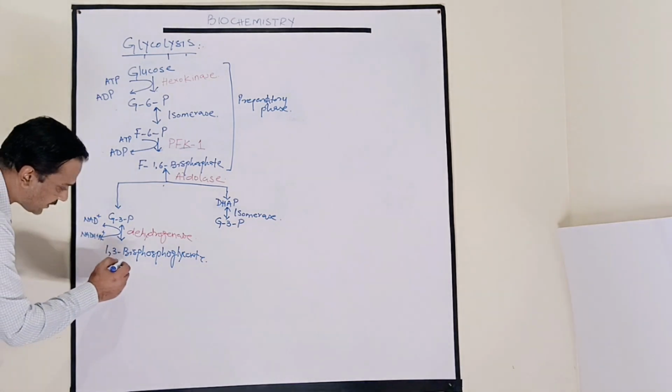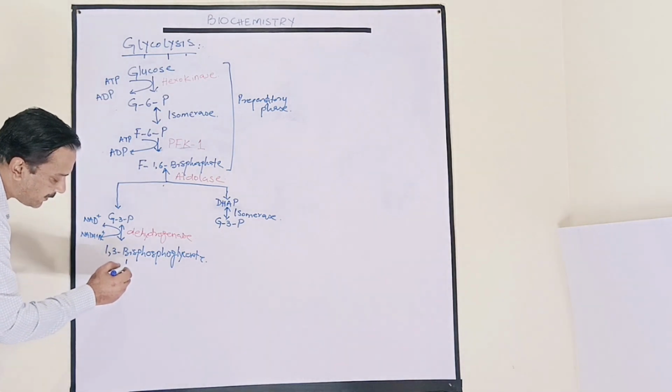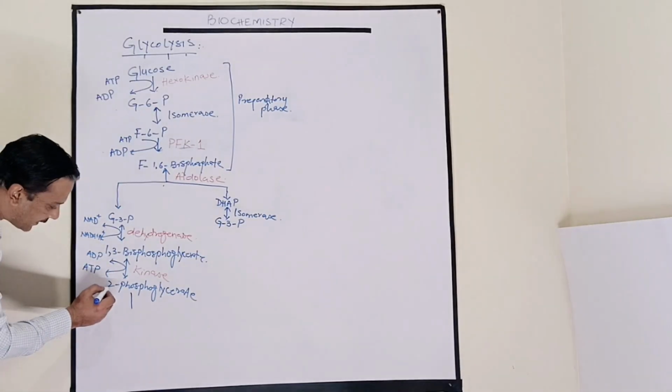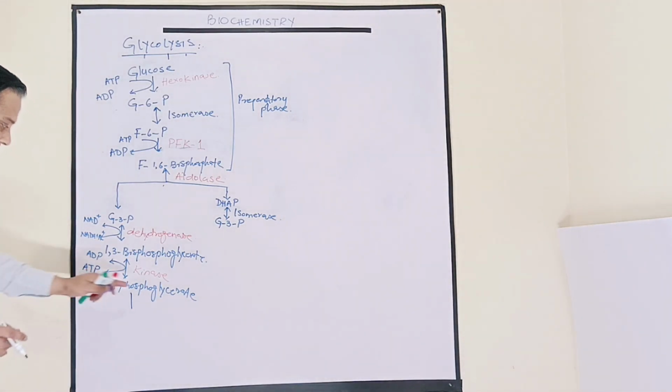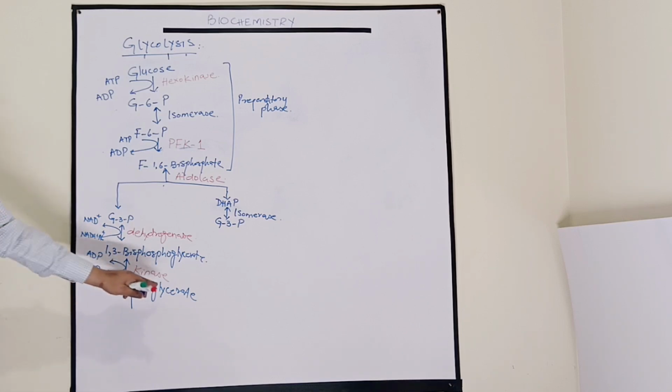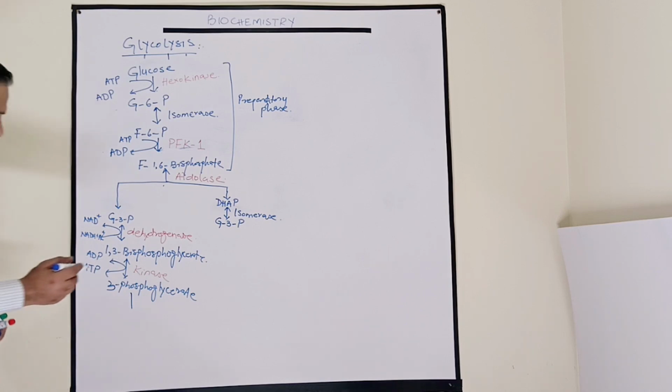Now in the next reaction, this 1,3 bisphosphoglycerate is converted into 3 phosphoglycerate. One molecule of ADP is converted into ATP. The enzyme responsible is phosphoglycerate kinase, which is the complete name.